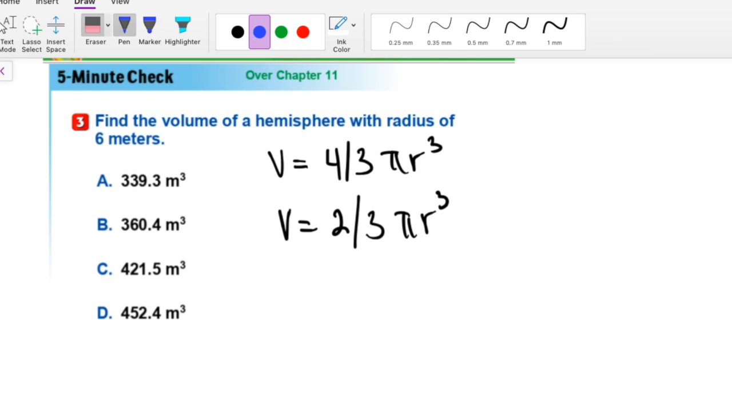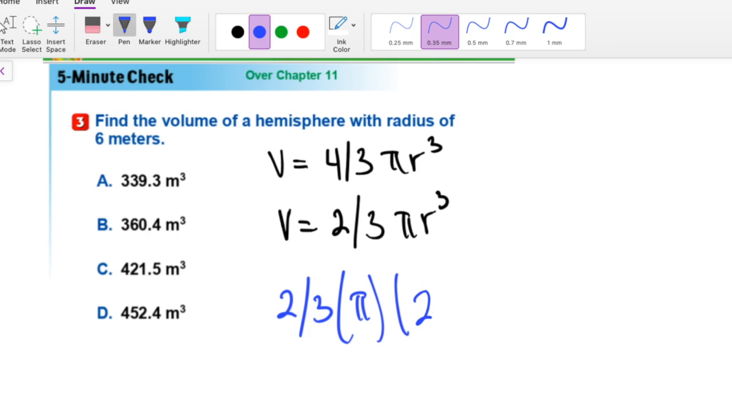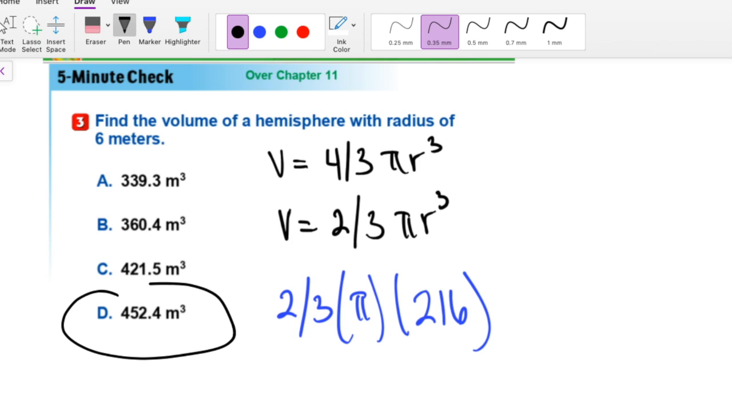Alright, so now that we know the formula, 2/3, we just plug numbers in. 2/3 times pi times the radius cubed. 6 times 6 is 36, times 6 is 216. Let's type that into the calculator. And we get 452.4 meters cubed. Very simple, just got to remember the formula and the answer will come right to you.